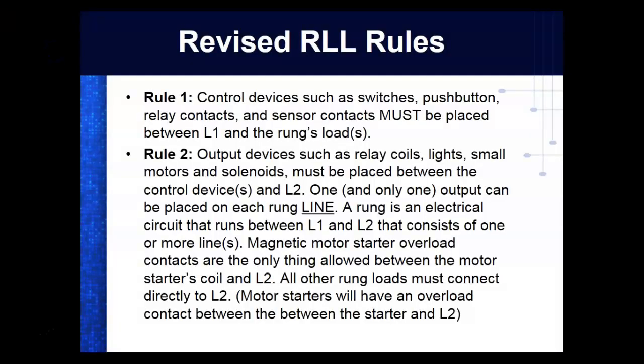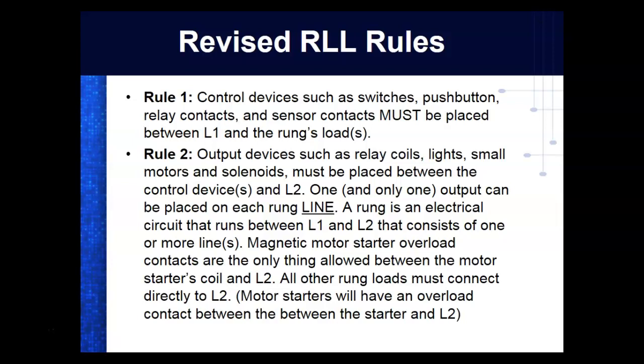Rule 1: control devices such as switches, push buttons, relay contacts, and sensor contacts must be placed between L1 and the rung output. Everybody understand that? Rule 2: output devices such as relay coils, lights, small motors, and solenoids must be placed between the control devices and L2. One and only one output device can be placed on each rung line. Now this is true in PLCs also.